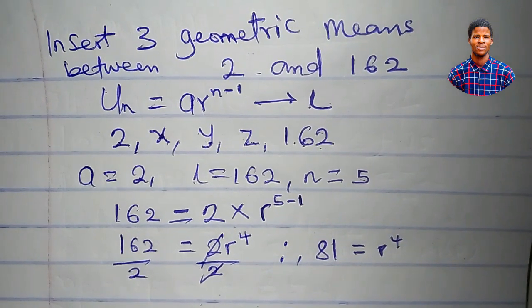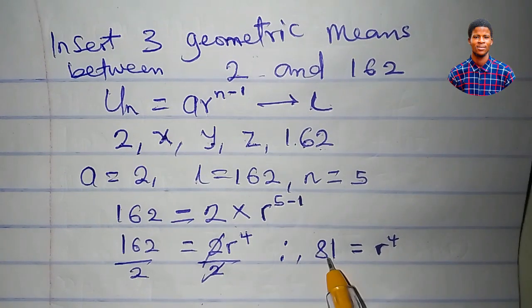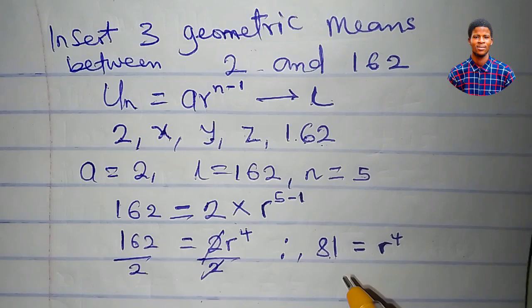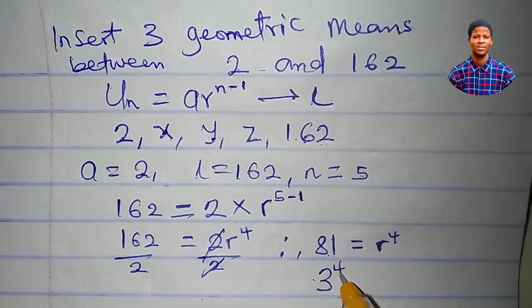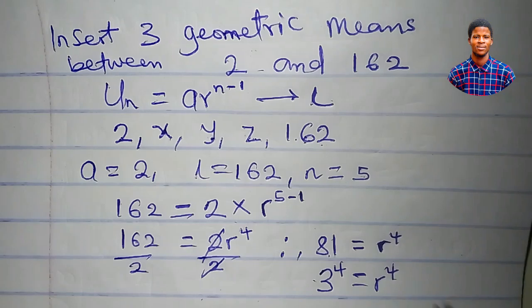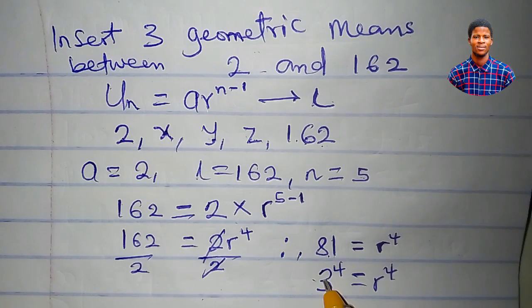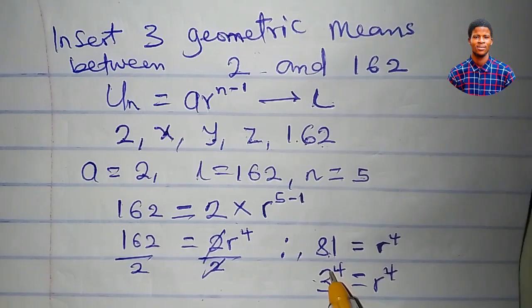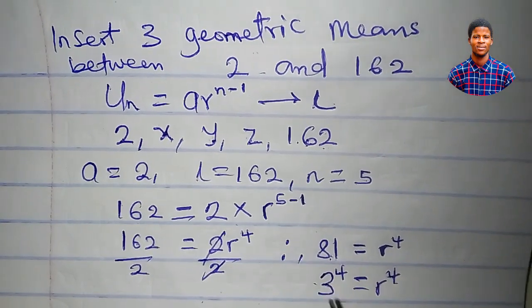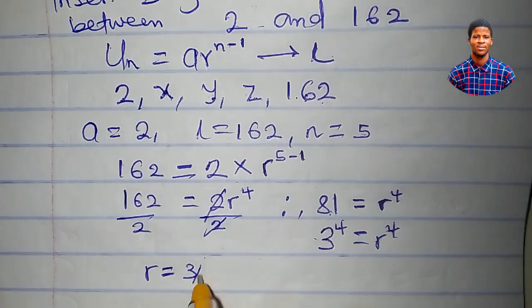Alright, now I have r to the power of 4 at the right hand side, and here it is 81. But 81 is actually 3 to the power of 4. We can see that. Multiply 3 by itself 4 times, you get 81. So the powers are the same, 4, 4. It means that the bases are also the same. Therefore, r is equal to 3.